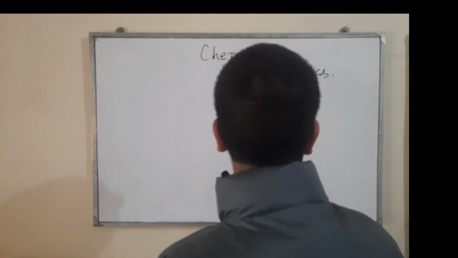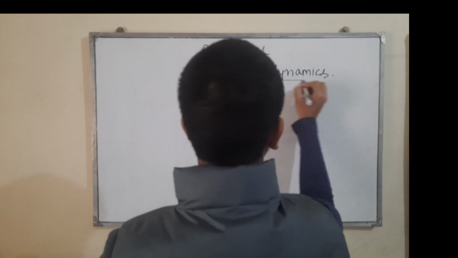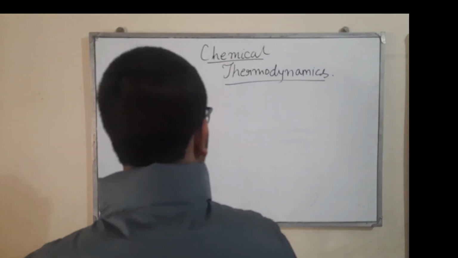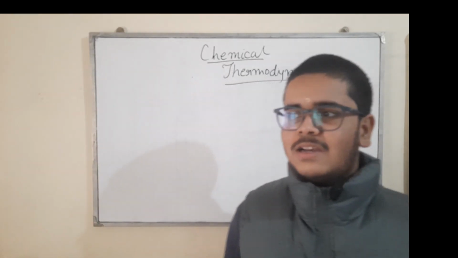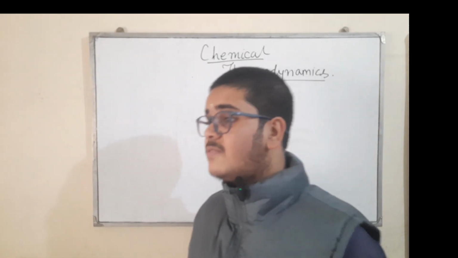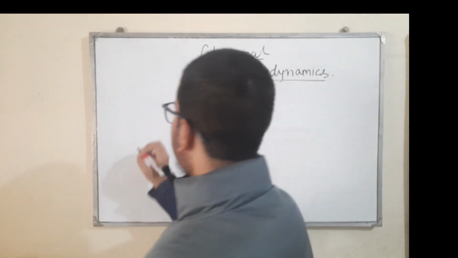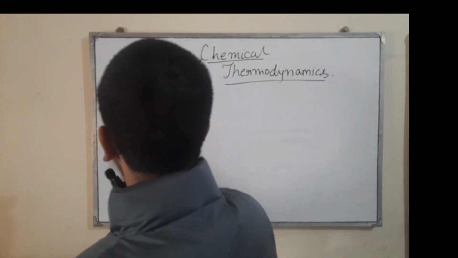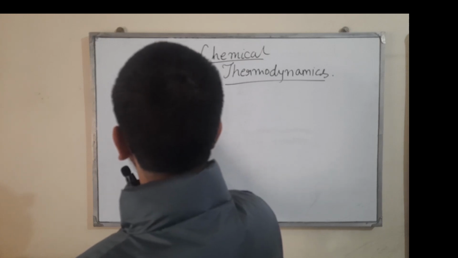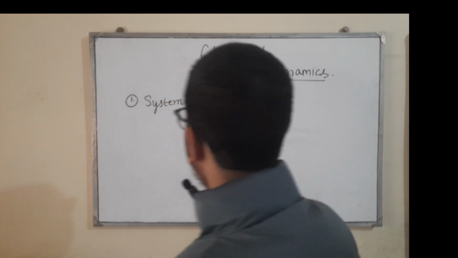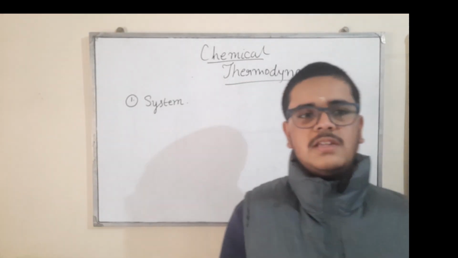So first of all, in chemical thermodynamics, we need to get familiar with few terms. I told you, this is the language of heat flow. So to understand a language, you need to be familiar with what terms are used in it. So first term I will discuss: system. System is anything that is under focus, under study.